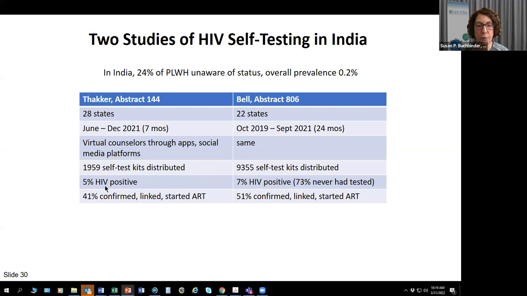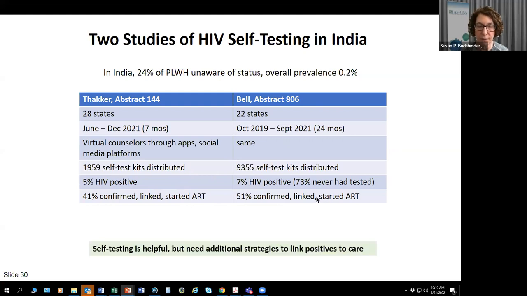And they found a 5% positivity rate in this abstract and a 7% positivity rate in this abstract, substantially above the background rate of 0.2%. So they were actually enriching for a population at high risk. However, only 41% of these individuals were linked to care and started on ART, and only 51% of the positives in this study had confirmatory tests, were linked and started on ART. So what that suggests is that self-testing is helpful, but that we need additional strategies to link people who test positive to care.